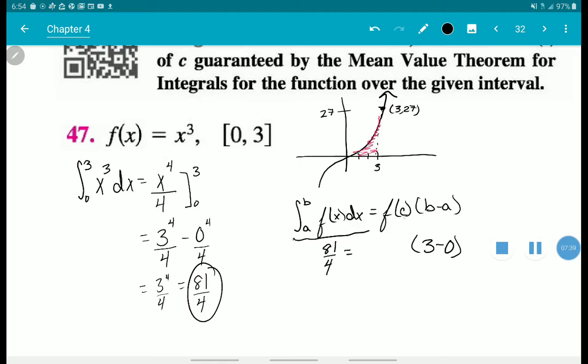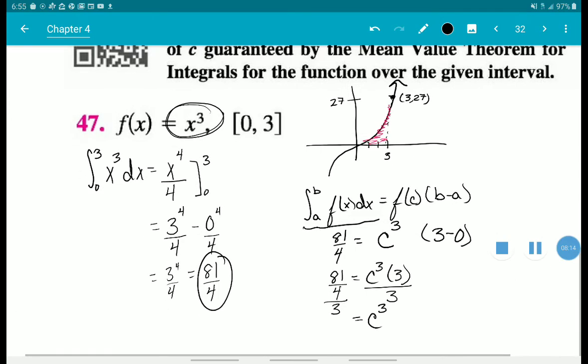And what this says is we're plugging c into that f function. So if we plug c in here, we're going to get c cubed. So let's solve this thing. So we have 81 over 4 is equal to c cubed over 3. If we divide both sides by 3, we're going to have c cubed is equal to 27 over 4.